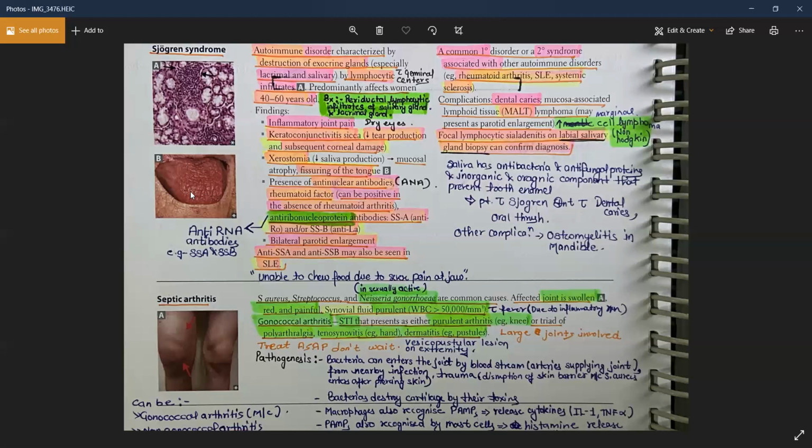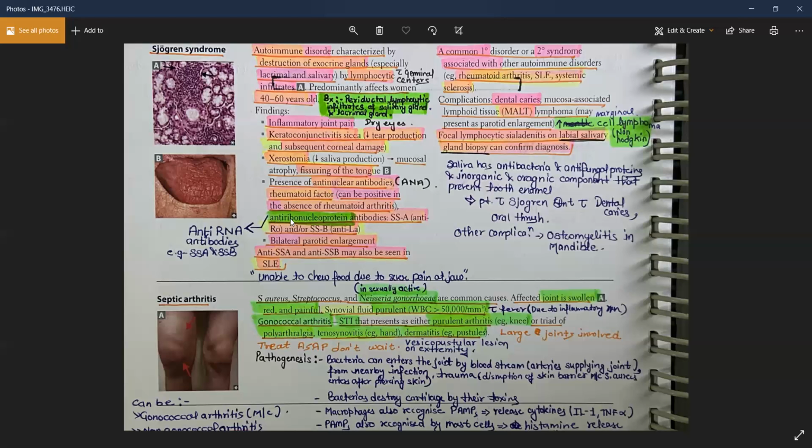Dry mouth. The patient can also have the presence of anti-nuclear antibodies, or ANA. Rheumatoid factor is also positive, and that's why First Aid says that rheumatoid factor is a sensitive marker for rheumatoid arthritis, but not a specific one, because it is also elevated in Sjogren syndrome, along with rheumatoid arthritis.